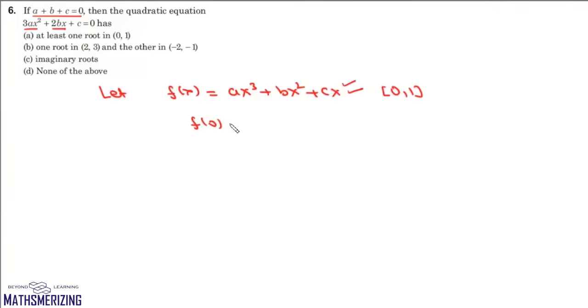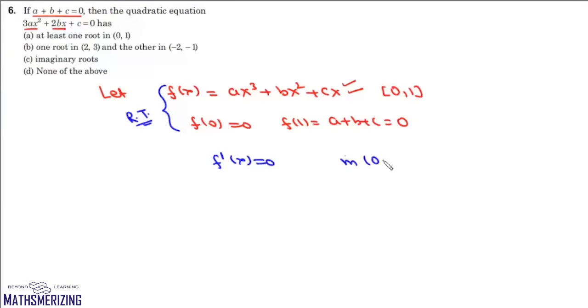Now f(0) is 0, f(1) is a plus b plus c, and it is given that a plus b plus c is also 0. So this function satisfies all the three conditions for Rolle's theorem. That means at least one root of the equation f'(x) equals 0 will lie in the interval (0, 1). Now what is f'(x)? It is 3ax² plus 2bx plus c equals 0. So at least one root of 3ax² plus 2bx plus c equals 0 will lie in (0, 1), and that's your option A.